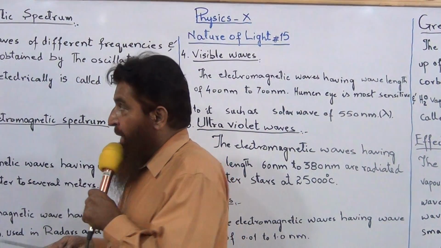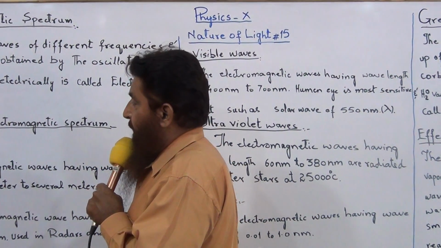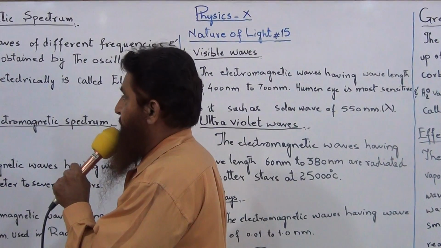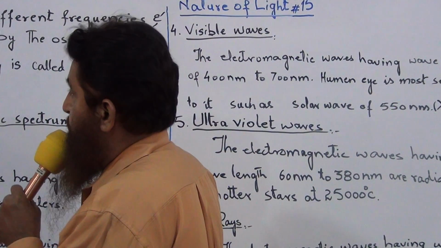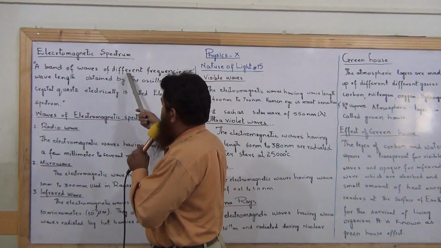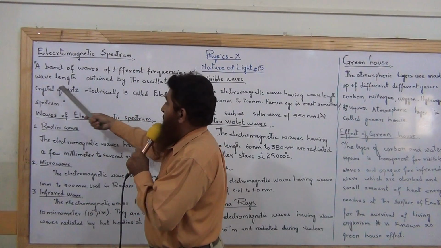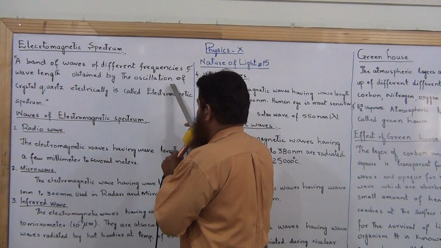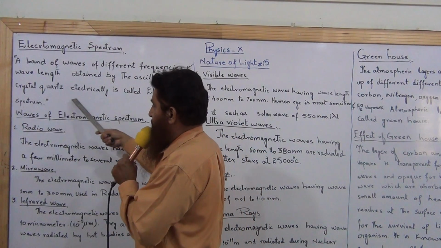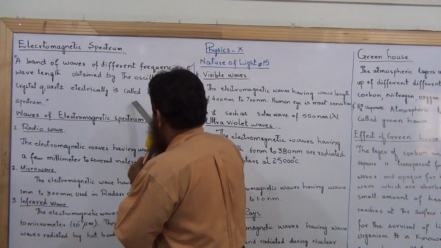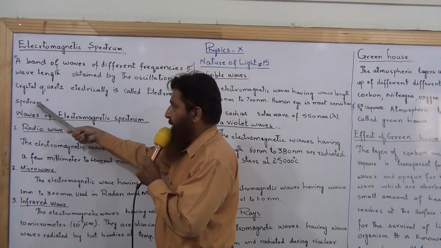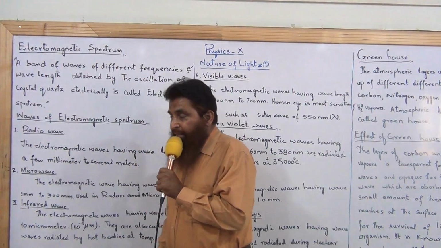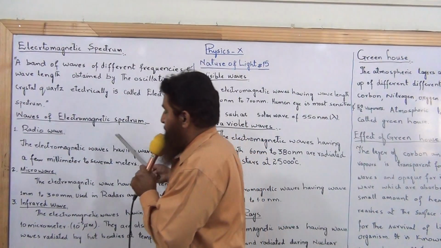What is the electromagnetic spectrum? As you have read about the solar spectrum, that was the band of different colors. But this is the band of different frequencies and wavelengths obtained by the oscillation of crystal quartz electrically, and it is called the electromagnetic spectrum. Now, how many types of waves are present in the spectrum?